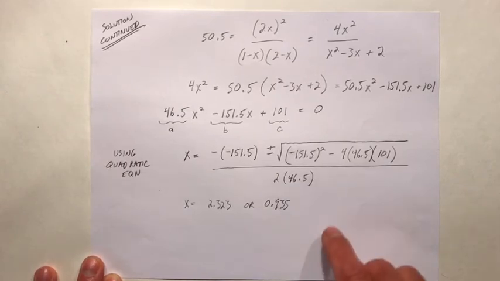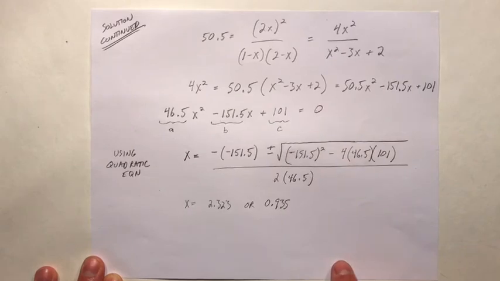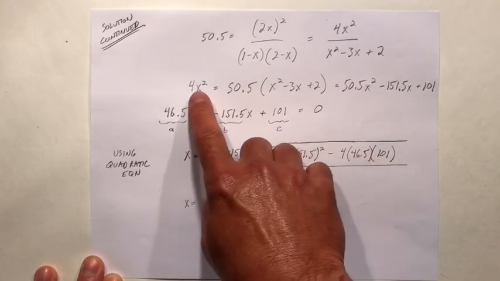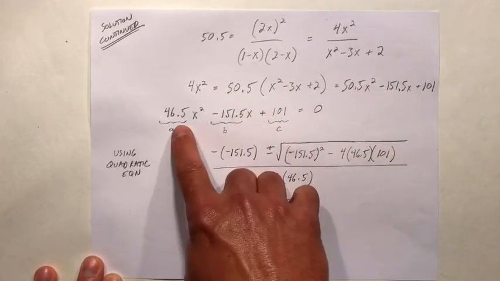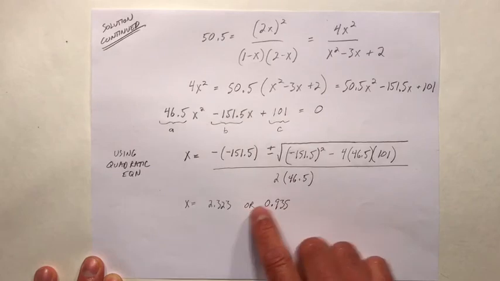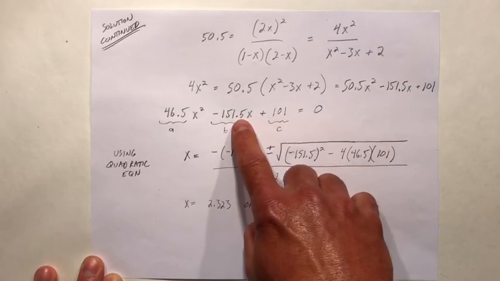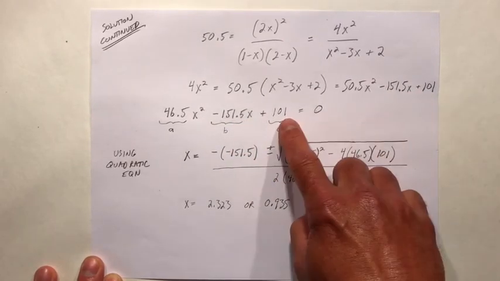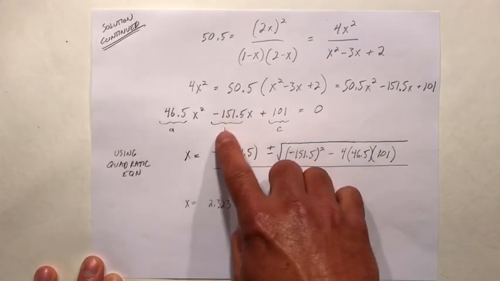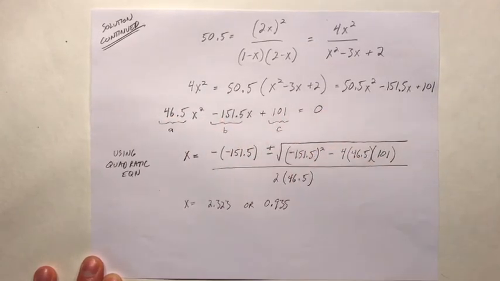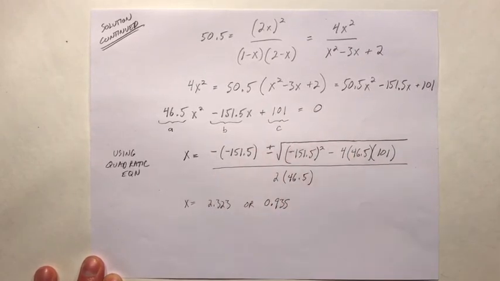Set it up so that we have 0 on one side of the equality. So we're just going to take that 4x squared and move it over to that side. 50.5 minus 4x squared is 46.5x squared, and then minus 151.5x plus 101, and that's all equal to 0. And now we have a, b, and c that we can plug into the quadratic equation and solve for x.